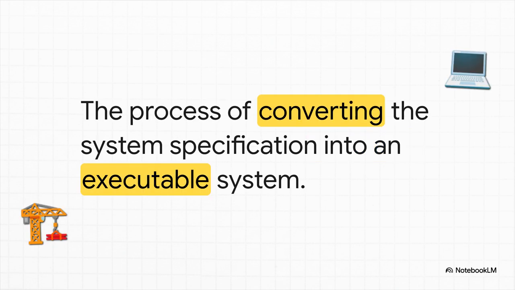Next up, you take that specification and you start to bring it to life. This is design and implementation. It's where the software architects plan the overall structure and the programmers get to work writing the code that turns that blueprint into a real working system.